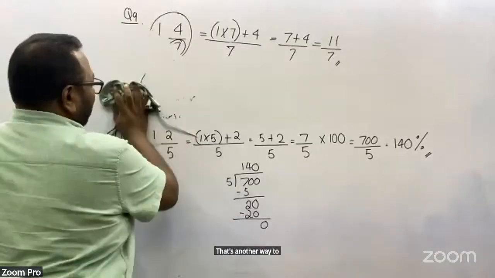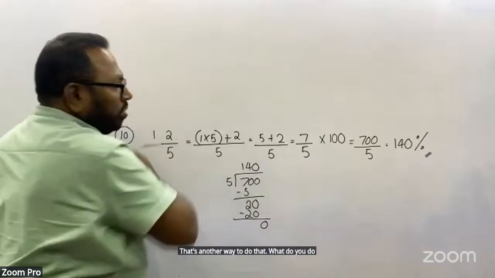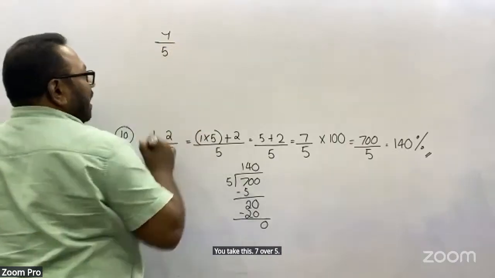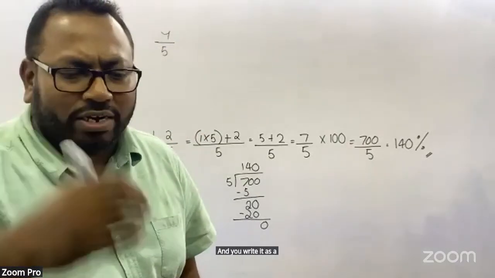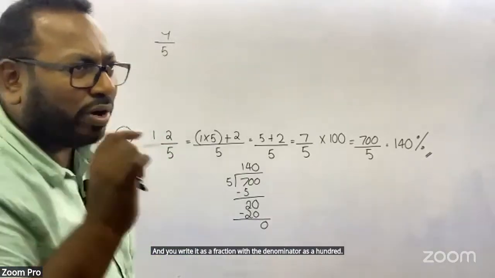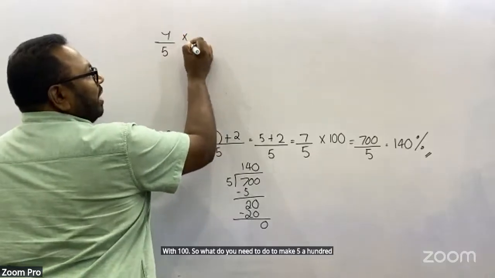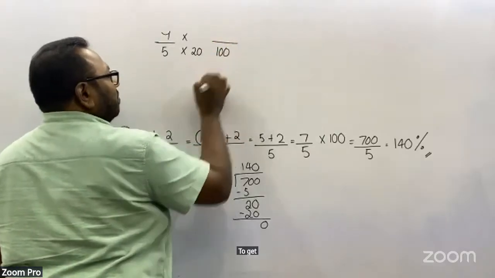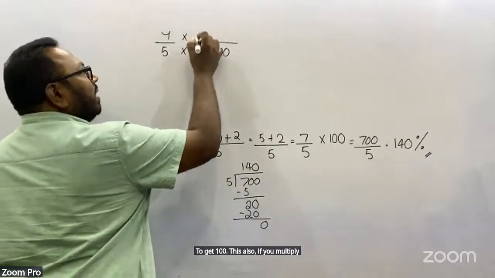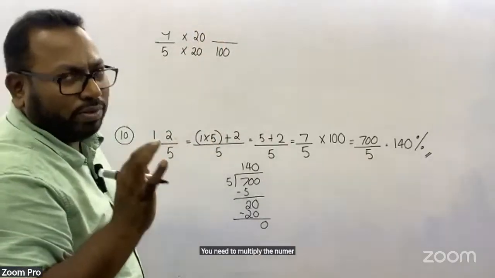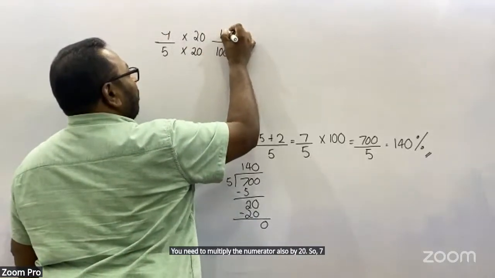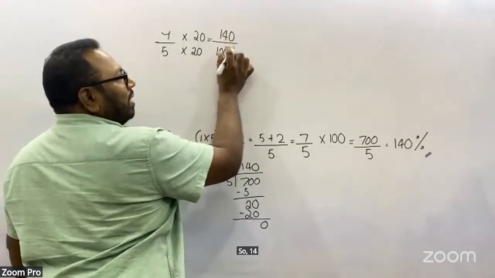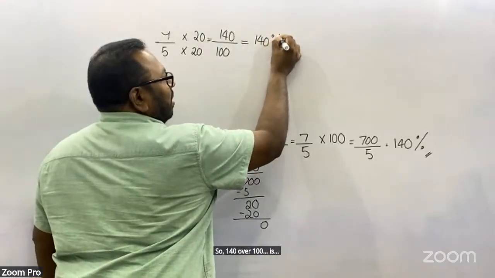Now there's another way to do that. You take this 7 over 5 and you write it as a fraction with the denominator as 100. So what do you need to do to make 5 into 100? You need to multiply 5 by 20 to get 100. If you multiply by 20 here, you need to multiply the numerator also by 20. So 7 into 20, 140. Okay. So 140 over 100 is 140%.